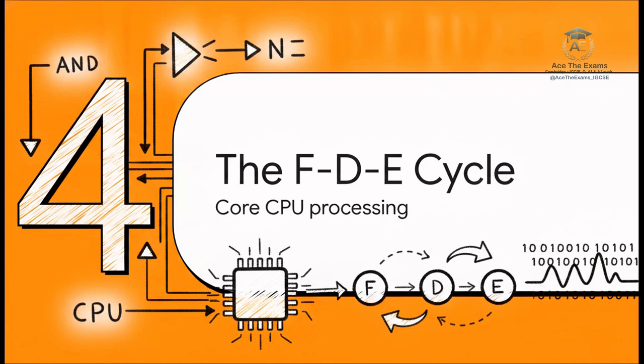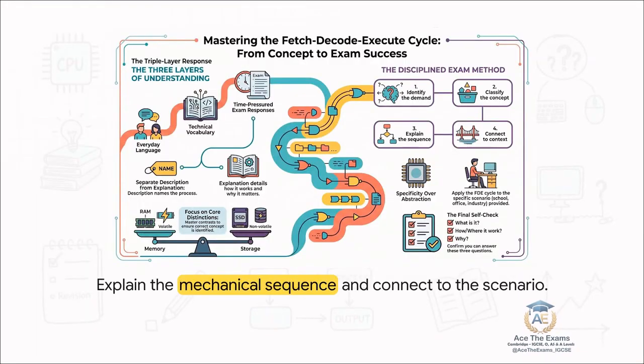Section 4, the fetch, decode, execute cycle, the absolute core of CPU processing. Let's pivot to the physical hardware and see how this builds the absolute core of computer science. How does the CPU actually process these logic gates we just wrote? Look at the disciplined exam method for the fetch, decode, execute cycle. Notice how it demands total specificity over abstraction.